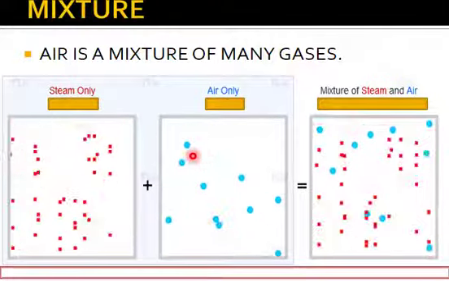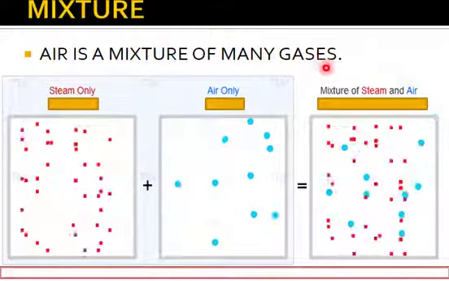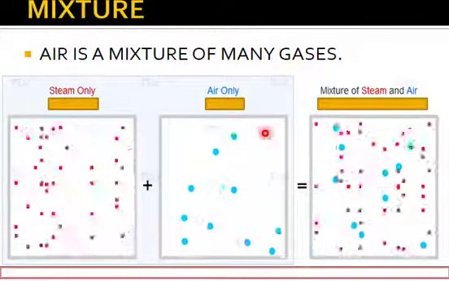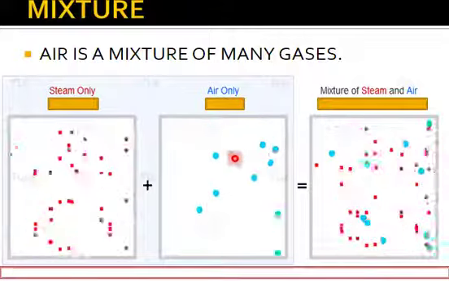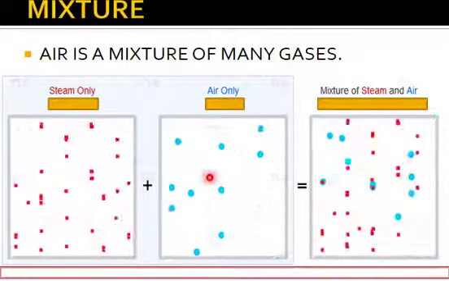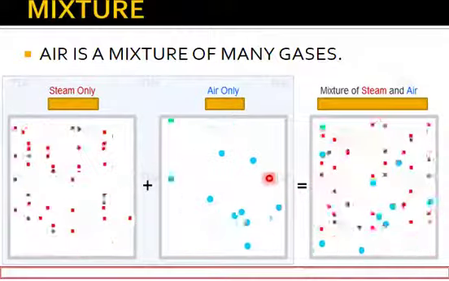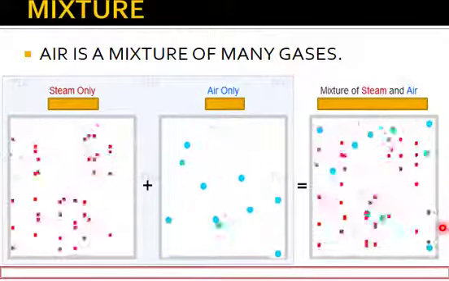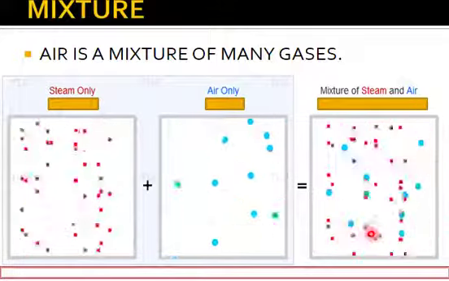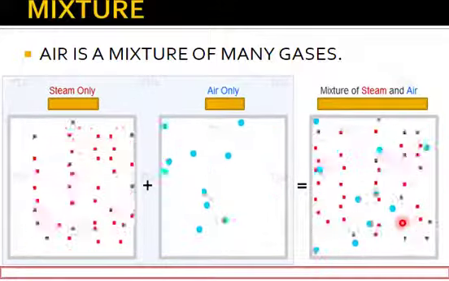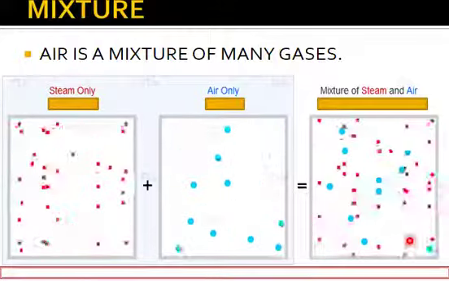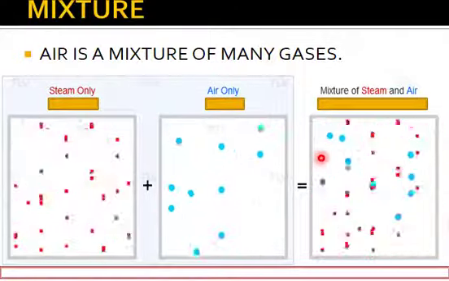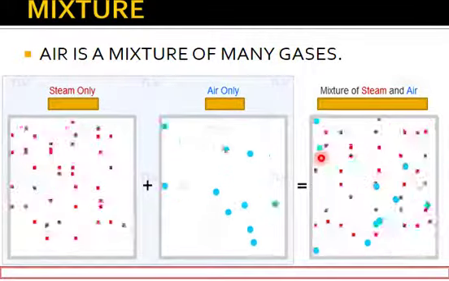So my dear students, air is a mixture of many gases, and you can see the steam and air, the water vapors in our environment, in our air, are also produced. So steam and air are both mixed together. So this is called a mixture. And my dear students, you can see here the mixture is not a pure substance, it is impure. You can see here both particles mixing together, the blue and red. So blue and red is a mixture of steam and air. So my dear students, in your environment, in your surroundings, the air is a mixture of different gases.